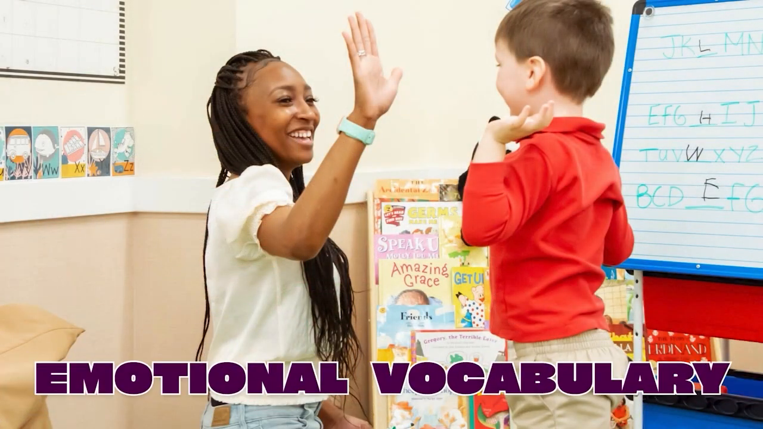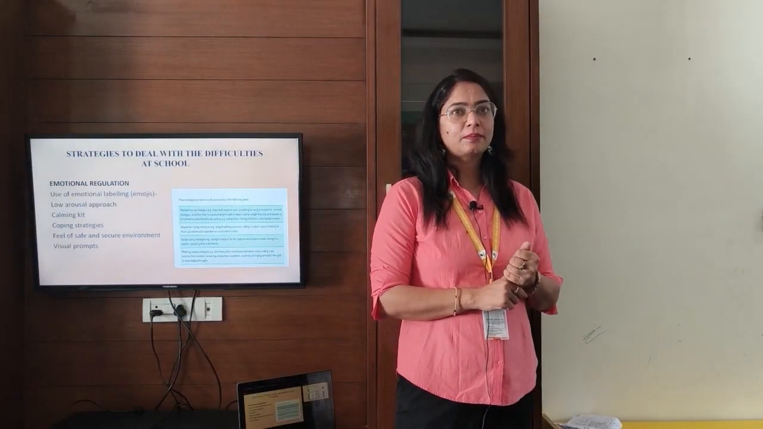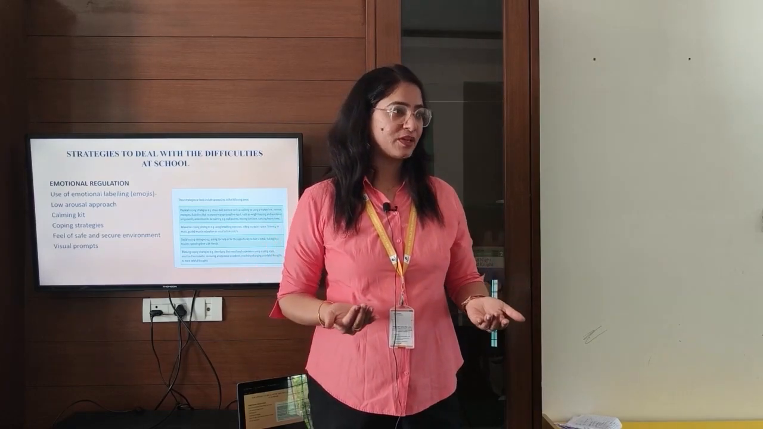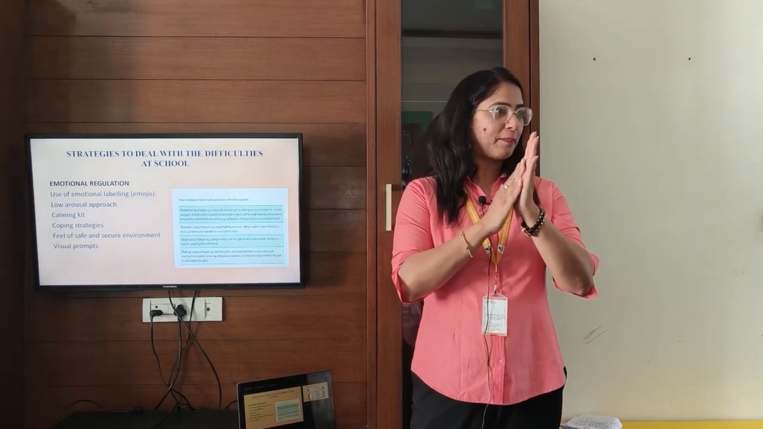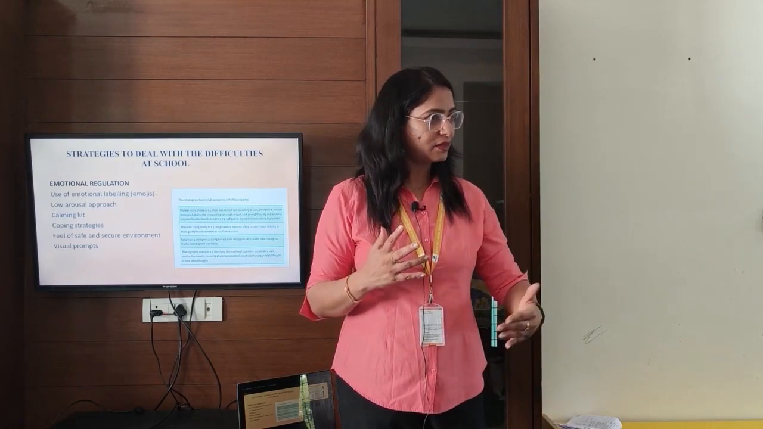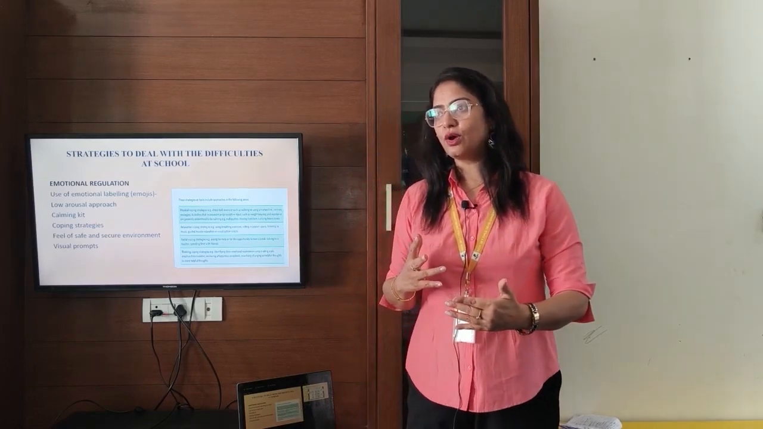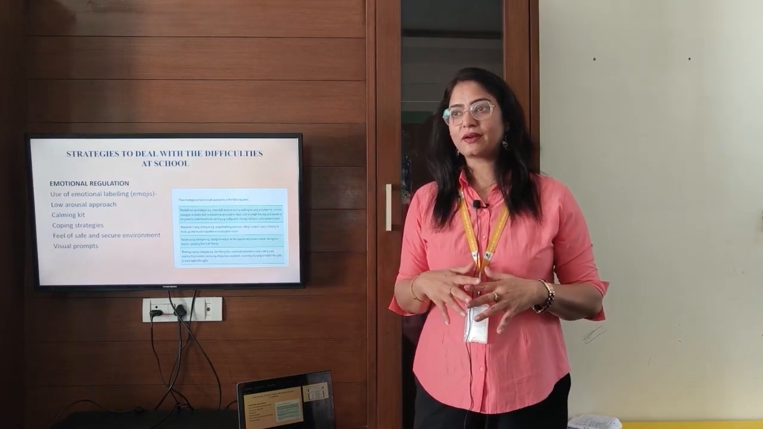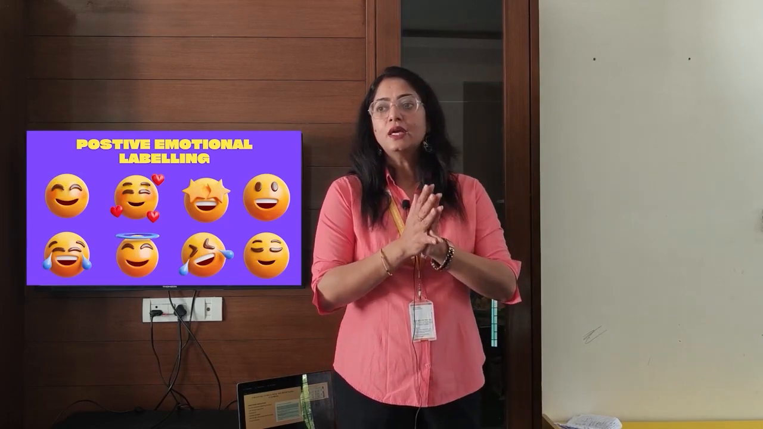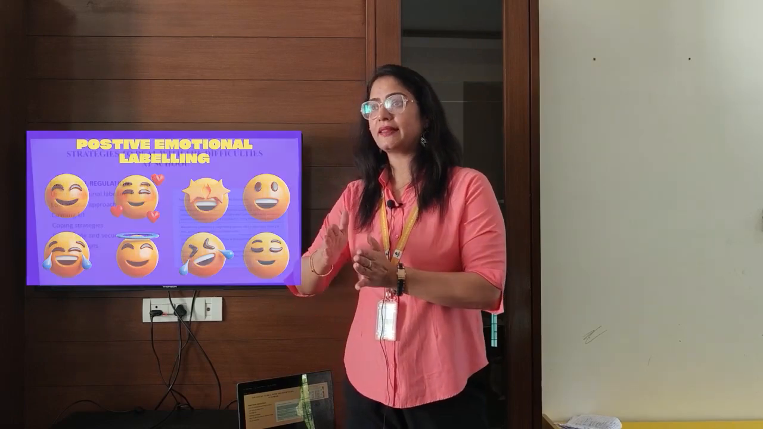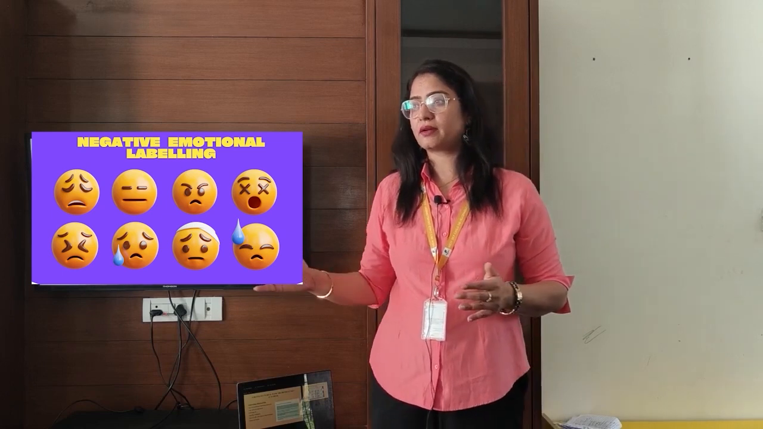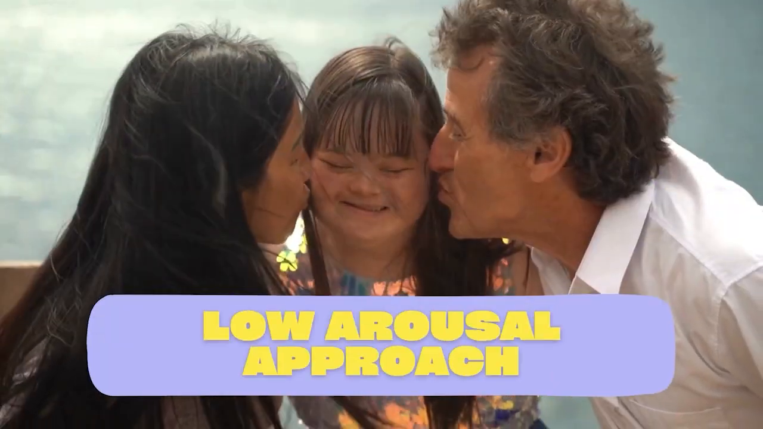Emotional vocabulary is very important because these kids sometimes go blunt. They don't have emotions, so they cannot express emotionally either. When you take happy, excited, wow emotions and teach them, they learn it at a faster pace in comparison to the negative ones. As far as the strategies are concerned, we also guide parents and teachers to first use all the positive emotional labeling, vocabulary, literacy, and then go for the more complex or negative ones, sadness or anger, those kinds of things.